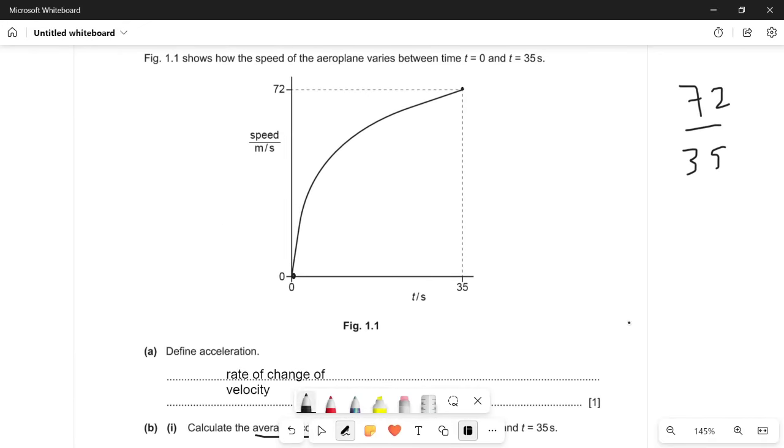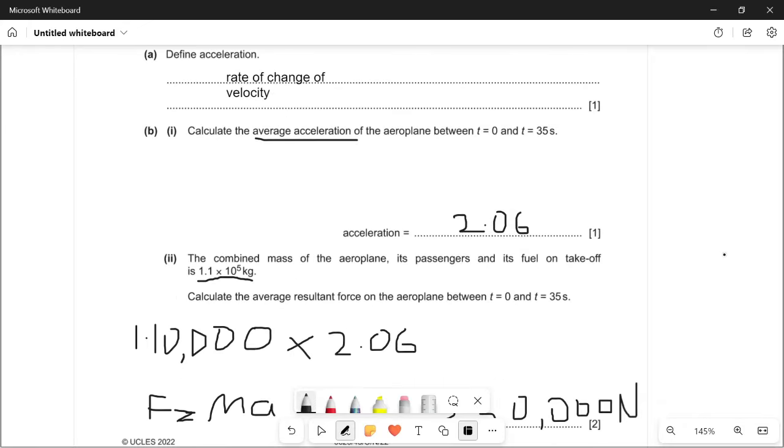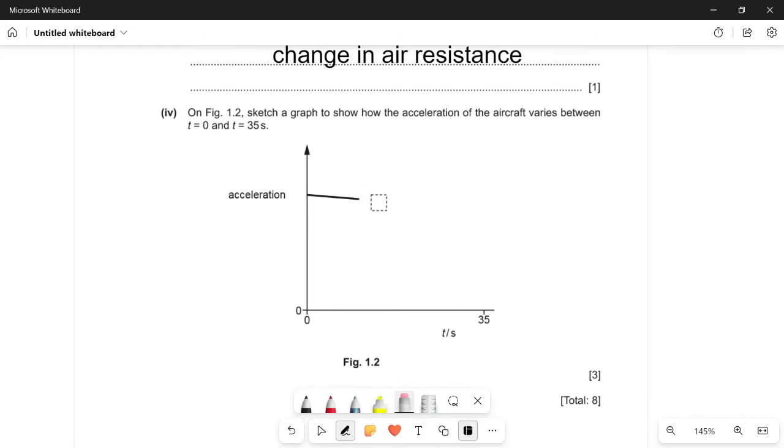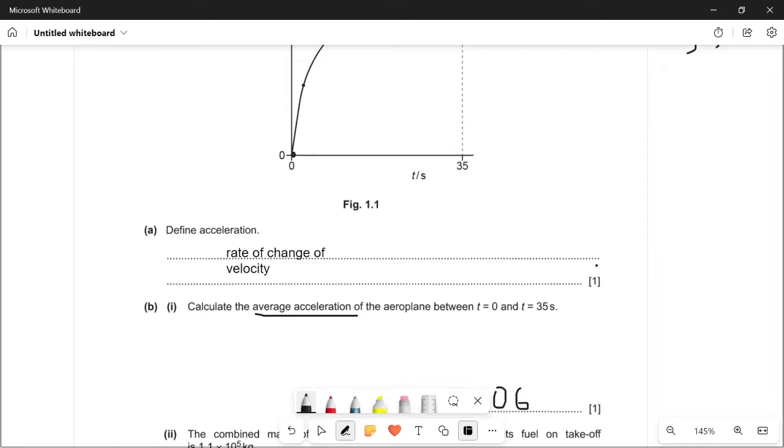Firstly, we have this steep straight line up to here. This represents a constant acceleration because the slope is going to be the same. In an acceleration time graph, constant acceleration is represented by a horizontal line. So first we draw a horizontal line. This represents the first section of the graph, which is a steep slope on the speed time graph.